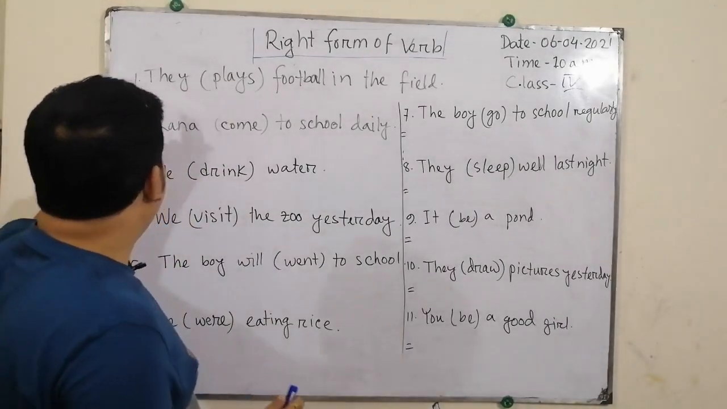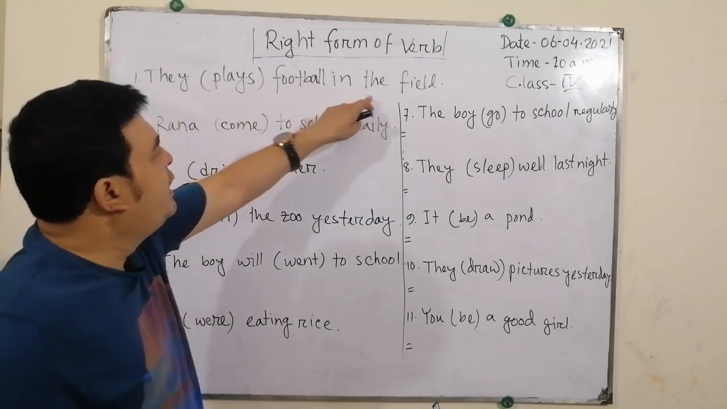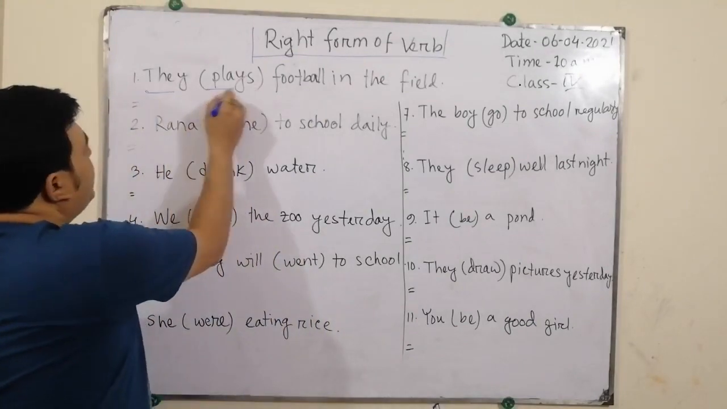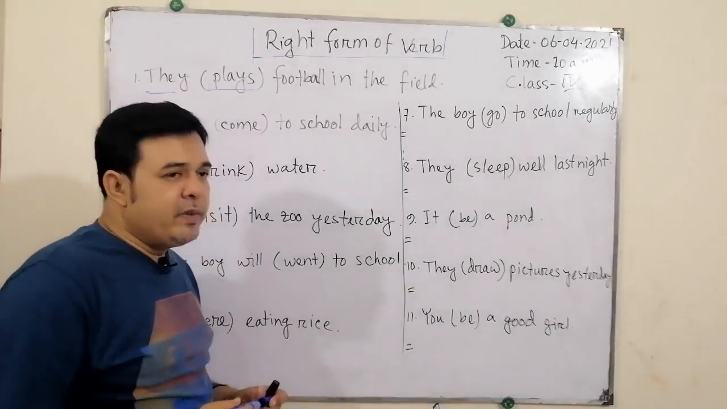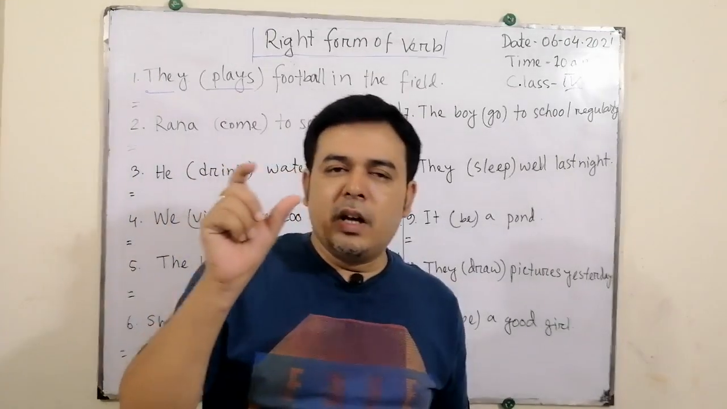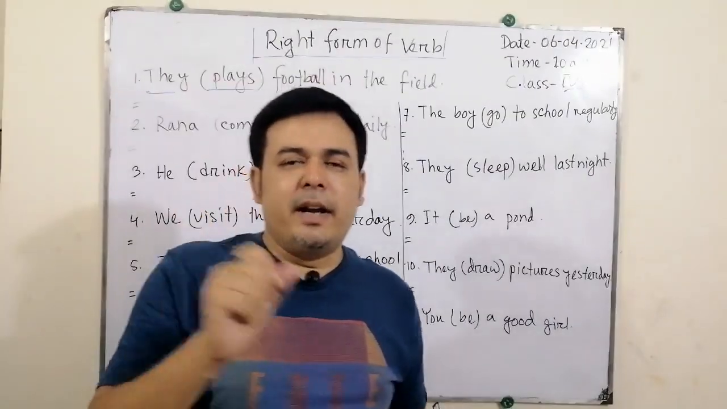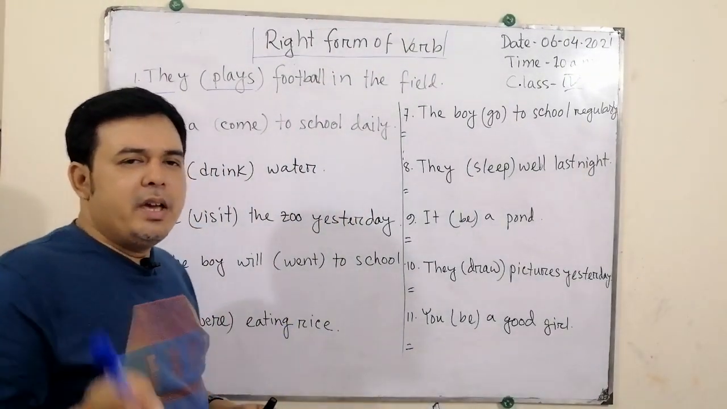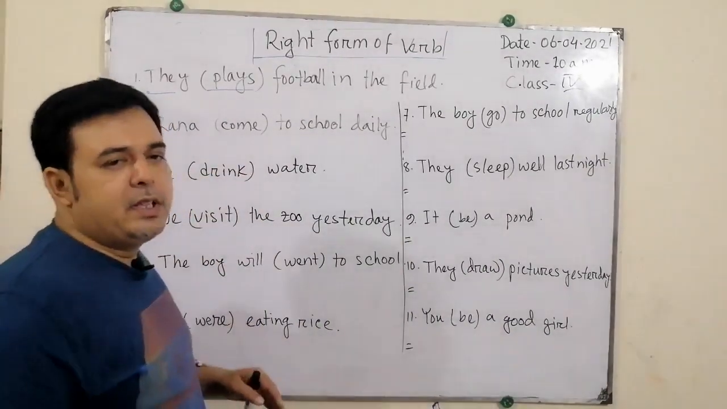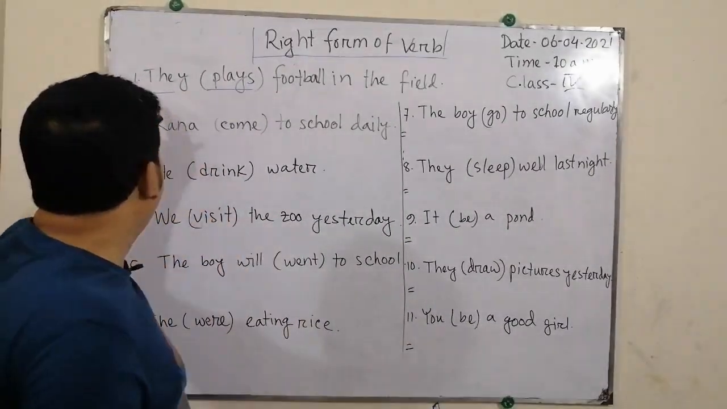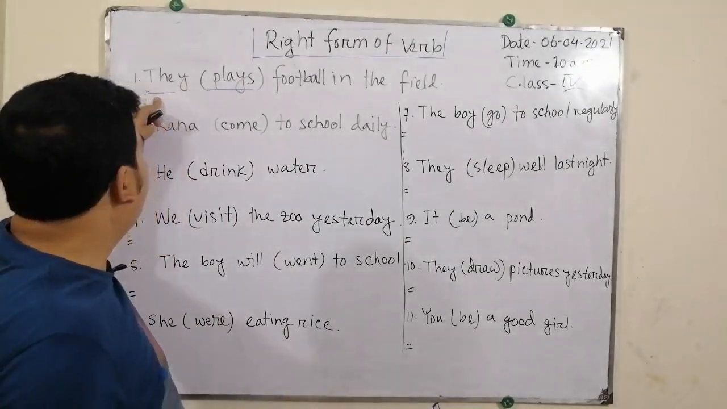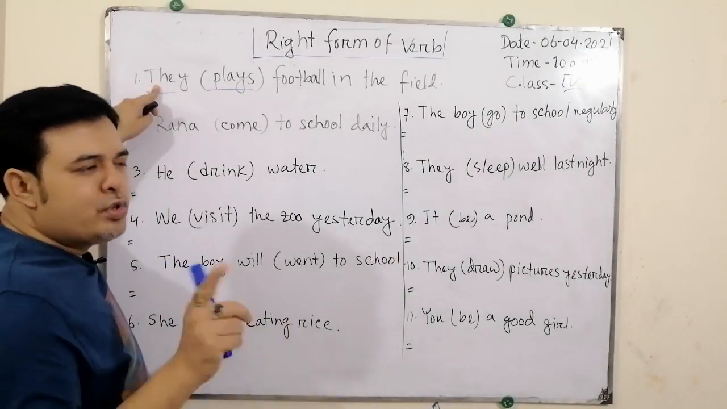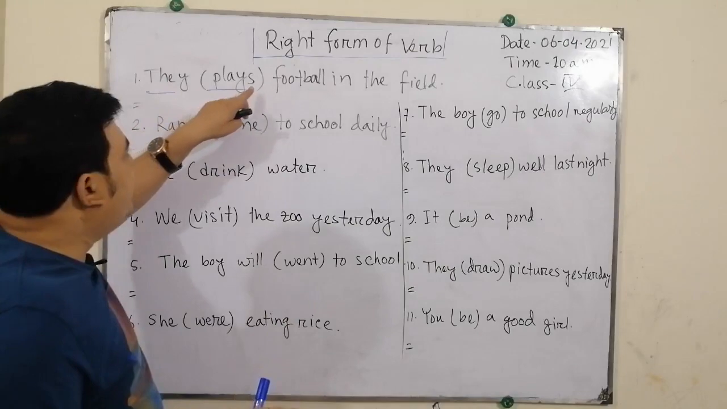Okay, so let's check. They plays football in the field. That is our sentence. They plays. So the verb is given here with the help of s. There an s is added, but just try to remember why s comes with the verb. S comes with the verb if the subject is third person singular number. Here the subject is they, third person plural number, so there is no chance of an s here.